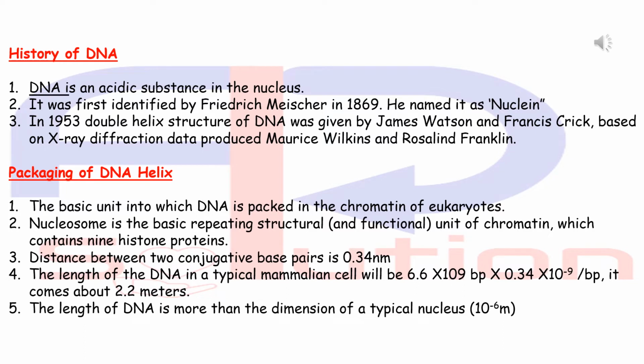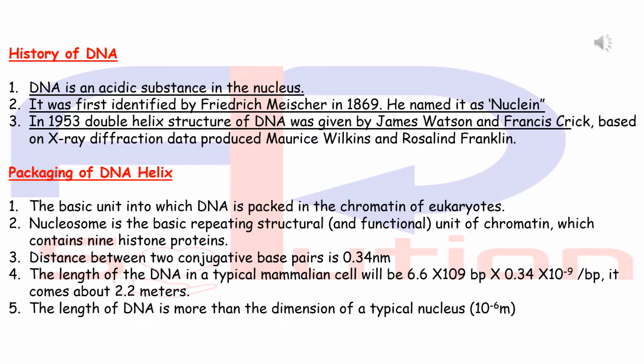History of DNA. DNA is an acidic substance in the nucleus. It was first identified by Friedrich Miescher in 1869. He named it nuclein. In 1953, the double helix structure of DNA was given by James Watson and Francis Crick, based on X-ray diffraction data produced by Maurice Wilkins and Rosalind Franklin.